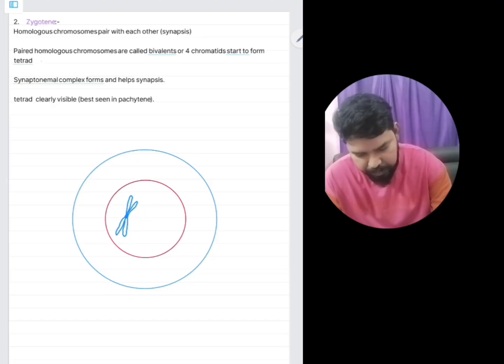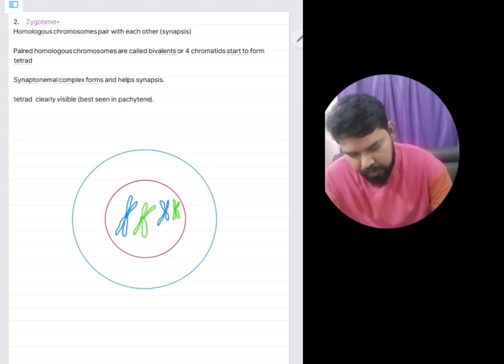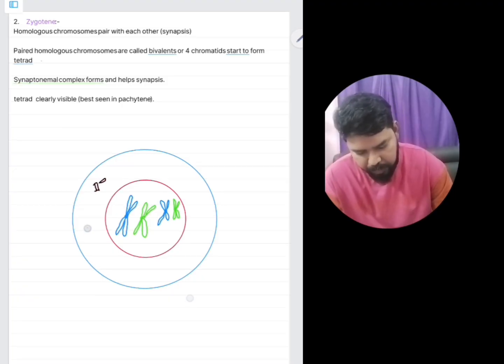Let me show. Here I am using two colors to explain the crossing over, or the combinations. Clear? So the centrioles also start to move more towards the opposite poles.